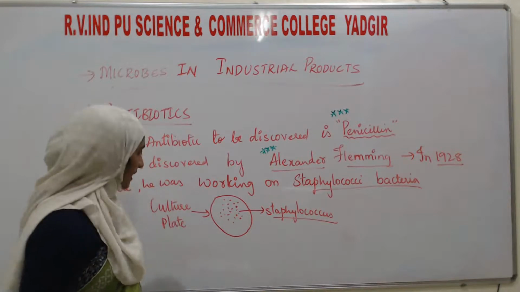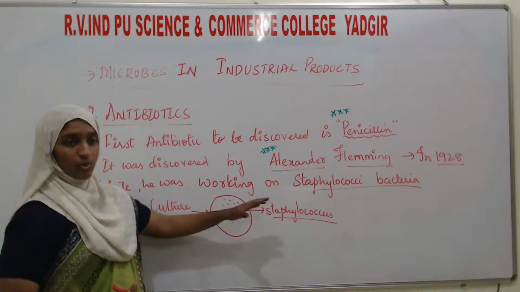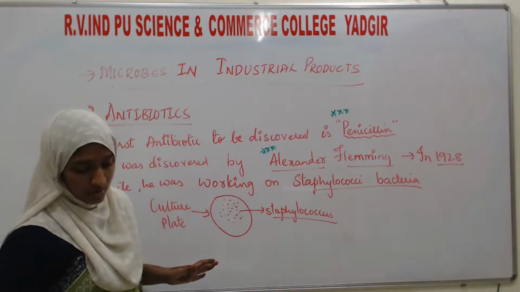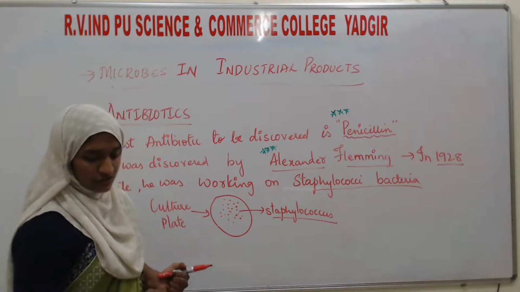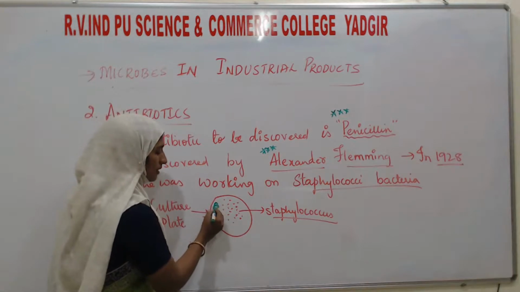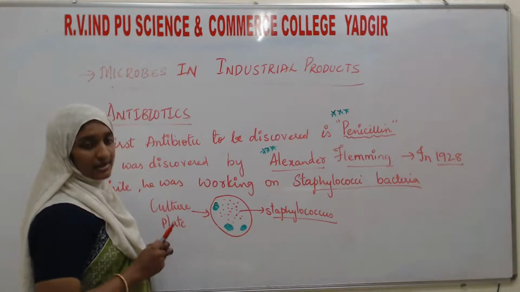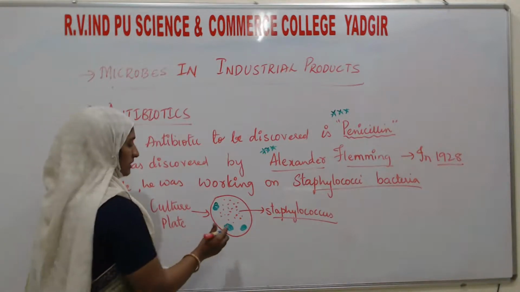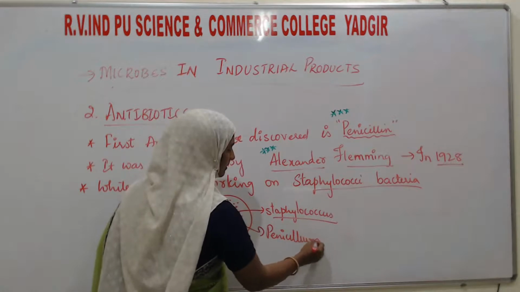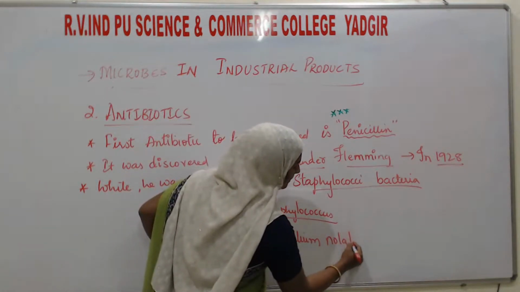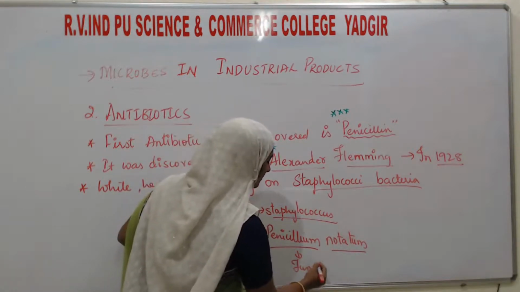So the microscopic observation shows that in the area where the bacteria had not grown, there was the presence of one mold, like this. It was a fungus, a strain of fungi. What is that? That is Penicillium notatum. It is one of the fungi.